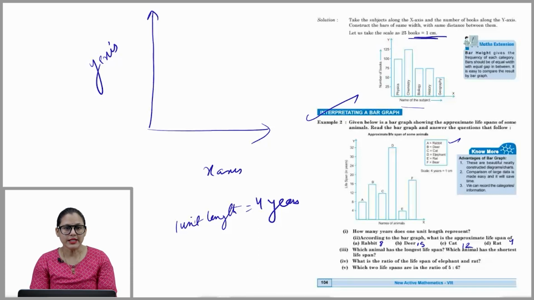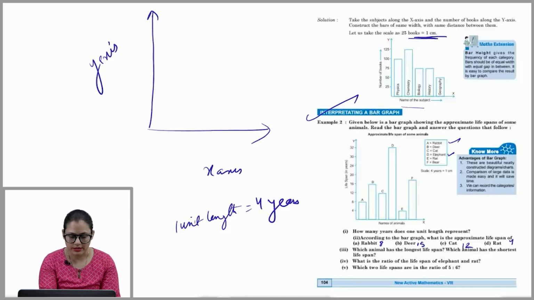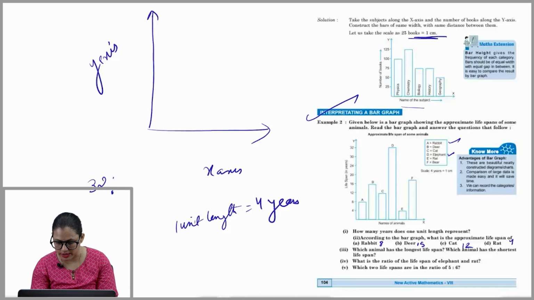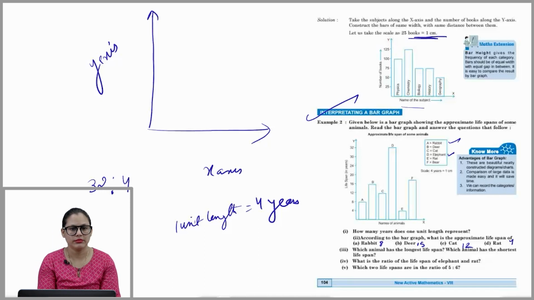Third, which animal has the longest lifespan and which animal has the shortest lifespan? Longest lifespan, as you can see, is D. D is the elephant. And shortest lifespan, rat. Fourth, what is the ratio of the lifespan of an elephant and a rat? Elephant's lifespan is about 32, and we have to find out the rat, which is 4. So let's find out the ratio. 4 ones are 4, 4 eights are 32. So 8 is to 1.